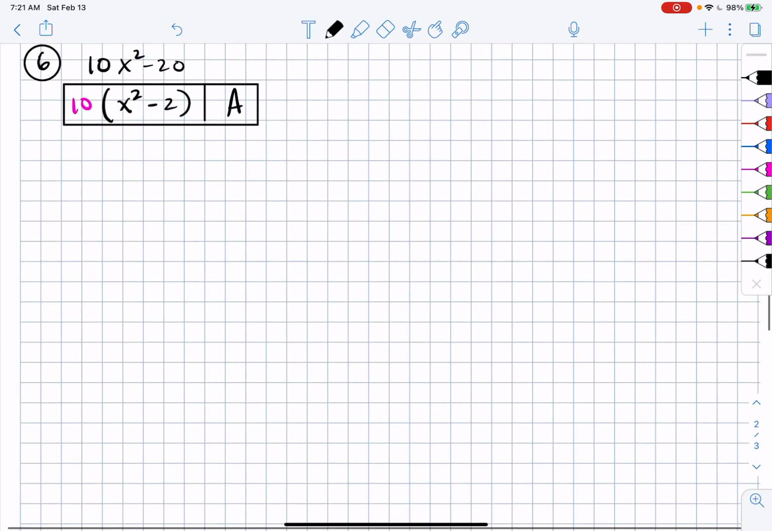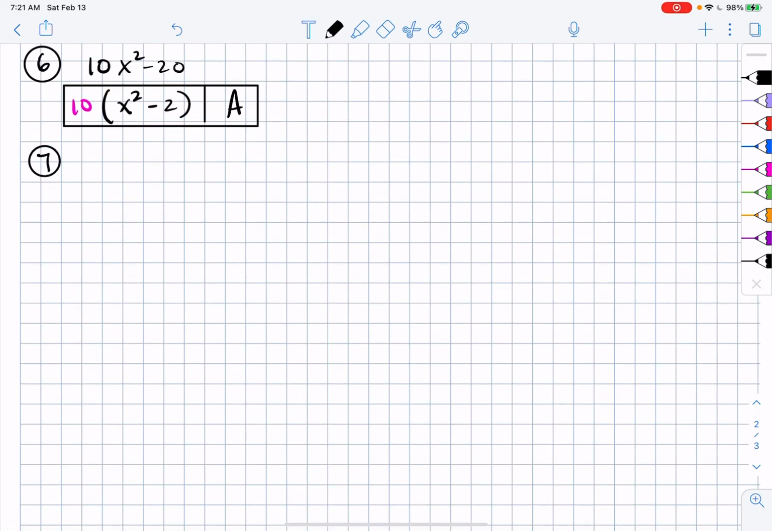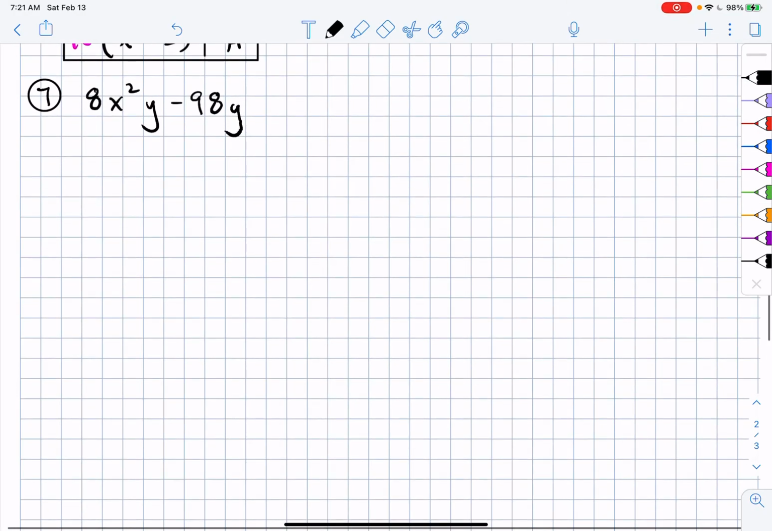All right. On to number 7. Okay, 7, I have 8x squared y minus 98y. So my first step is GCF. And I do have a GCF, and that GCF is, let's say, 2y. So I have left 4x squared minus 49.